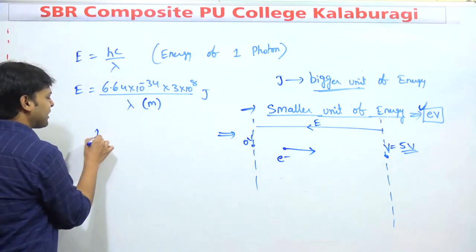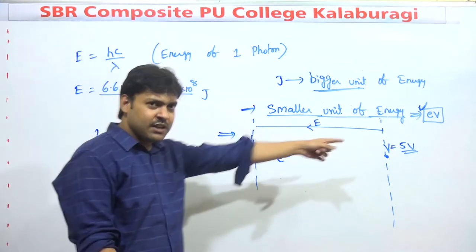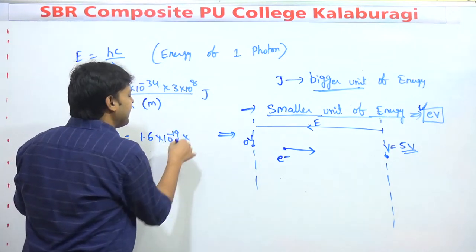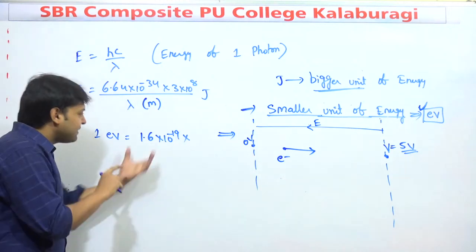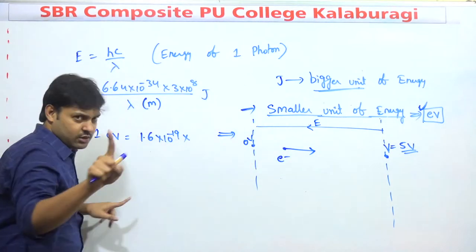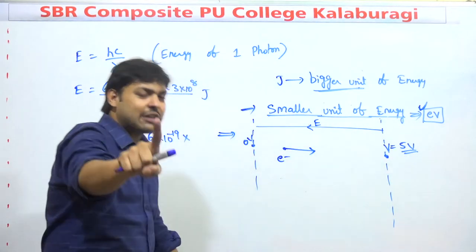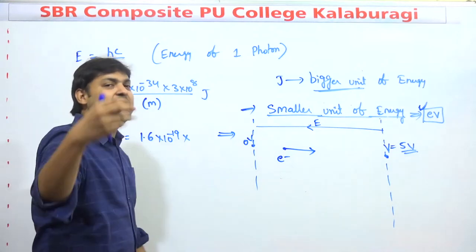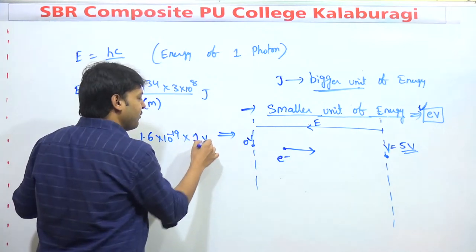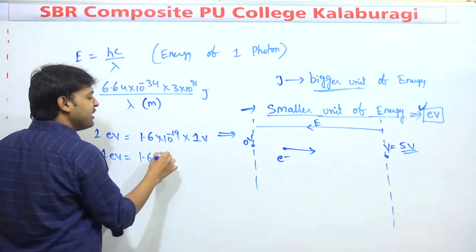So now, one electron volt, how can I write it? What do you mean by one electron volt? This is a very small unit. What is the charge of the electron? 1.6 into 10 to the power minus 19. Now this charge I placed at some place and we apply a potential of 1 volt. This is just an example. Now what do you mean by 1 electron volt? 1 electron volt is the energy gained when a potential difference of 1 volt is applied to the charged particle. So 1 volt we applied on this charge, and that we call 1 electron volt, which equals 1.6 into 10 to the power minus 19.